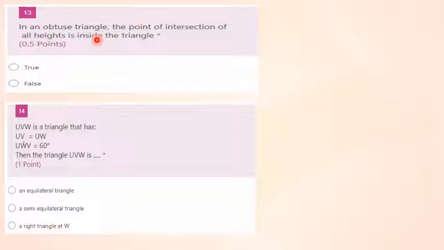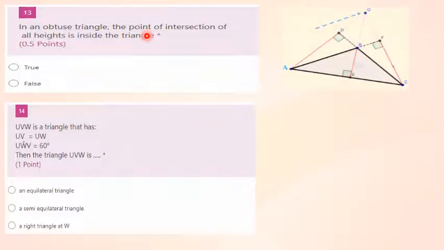Now, in an obtuse triangle, it has an angle greater than 90 degrees. The point of intersection of all heights, so we are talking about orthocenter. The intersection of heights is inside the triangle in all cases. Look with me at this figure. Here we have ABC is an obtuse triangle since ABC is an obtuse angle here. This is the first height, BE.